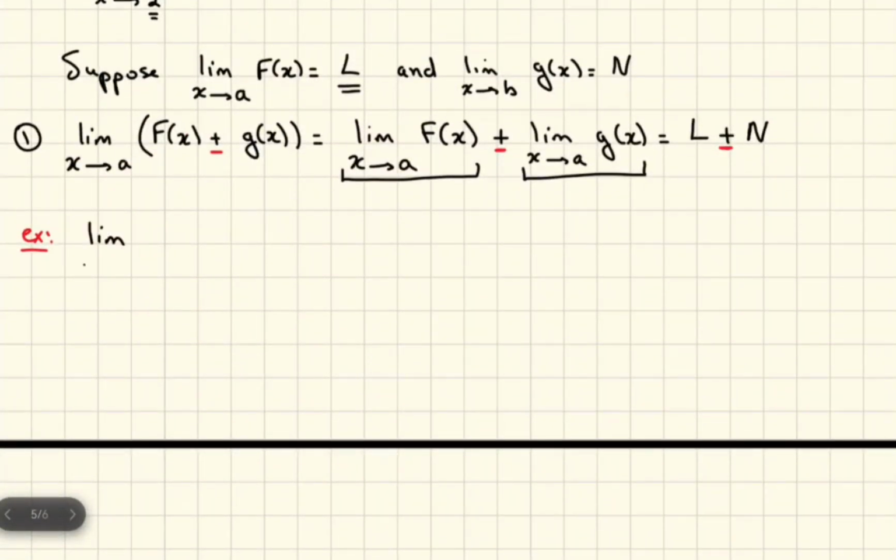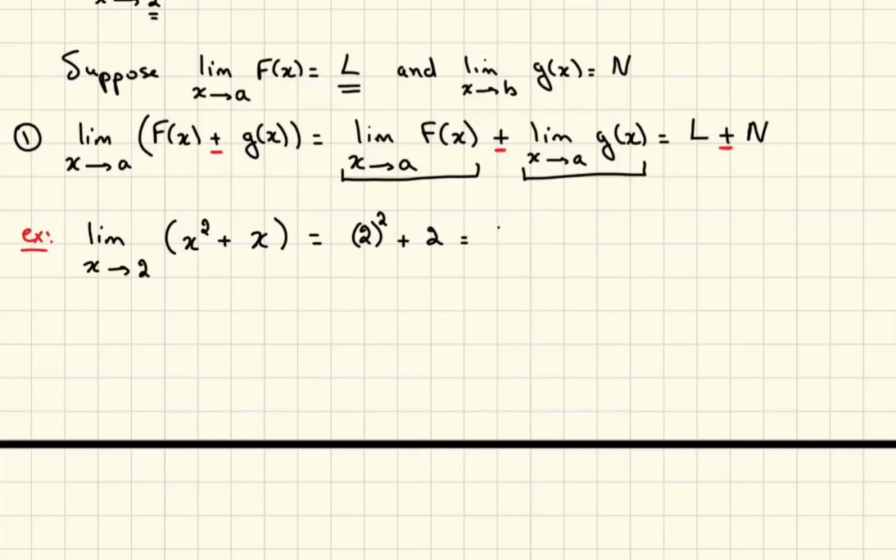If I tell you limit as x approaches 2 of x squared plus x, if you want to do it in one step, you're going to tell me it's 2 squared plus 2, which is 4 plus 2, and it's equal to 6. Correct. Now, does this rule apply?